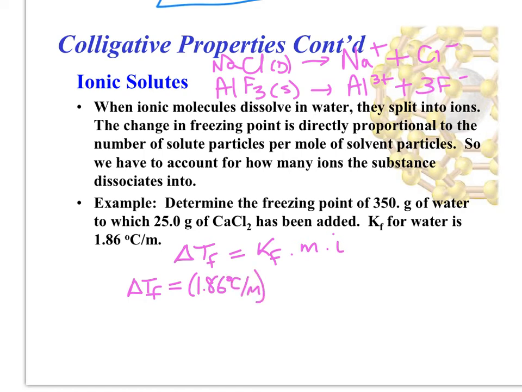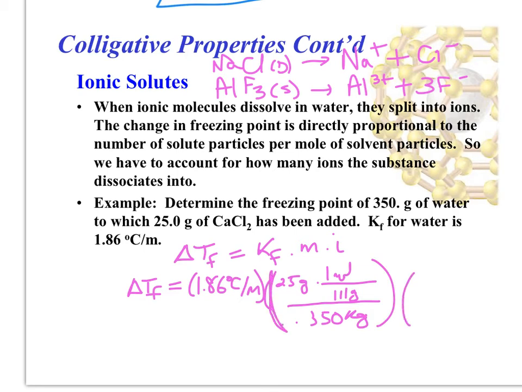My molality, I'm just going to do it here. I have 25 grams of the CaCl2. I'm going to convert that to moles. 1 mole is 111 grams, and then I'm going to divide by the kilograms, 0.350 kilograms. So this part by itself is just the m, and then the i, you look at CaCl2, and it should be 3.